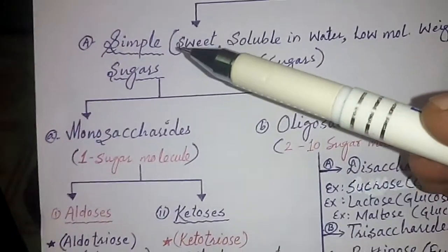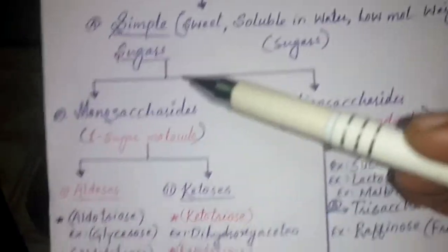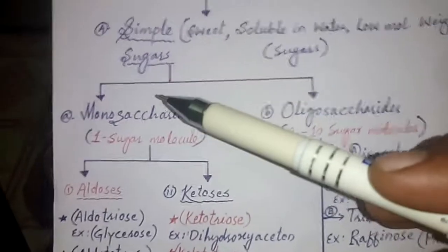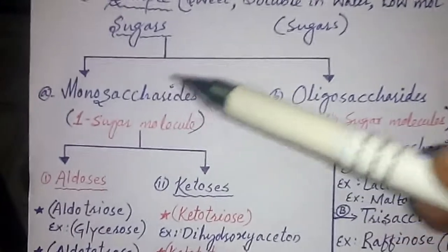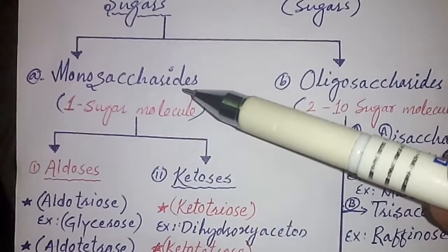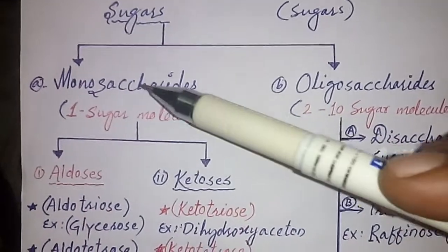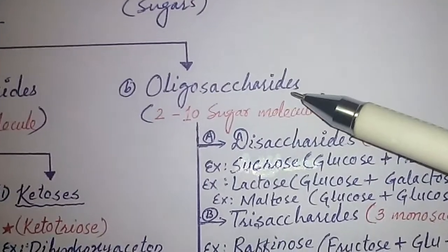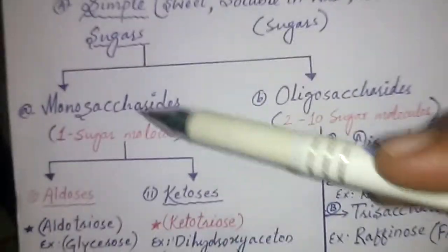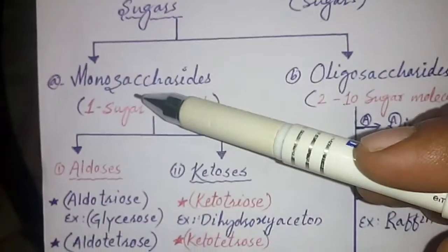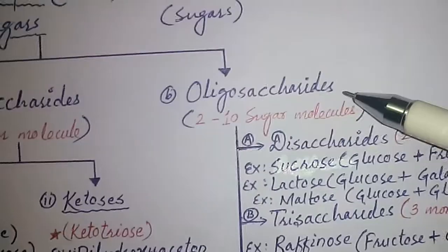The detail of the simple sugar is as follows. The simple sugar is further classified into two types, the monosaccharides as number 1 and oligosaccharides as number 2. So these are the two main types of simple sugar. First one monosaccharide, second one oligosaccharides.